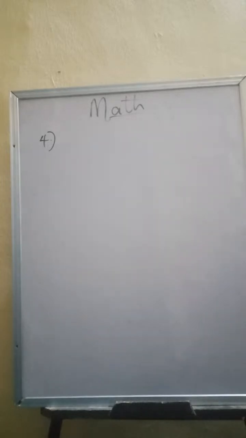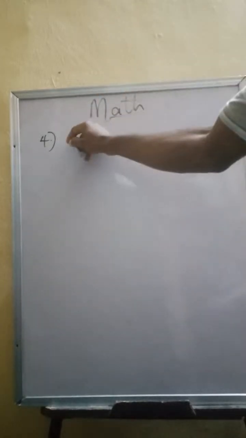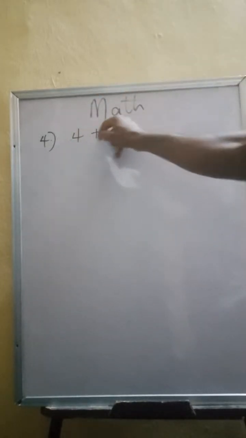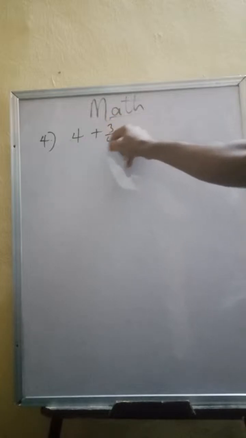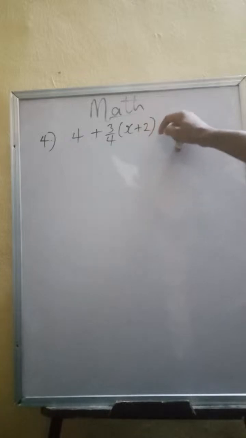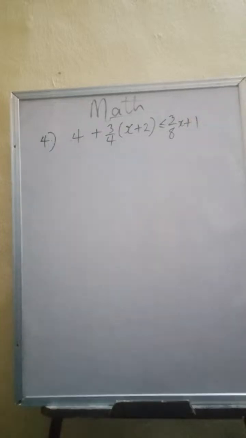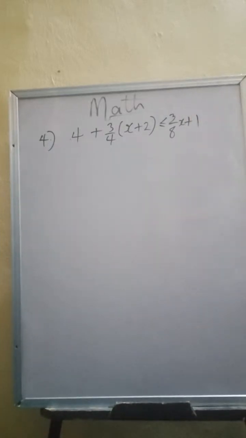Now for number 4, the first part says solve the inequality. The inequality is 4 plus 3 over 4 times x plus 2, is less than 3 over 8x plus 1. So we're to solve this inequality.